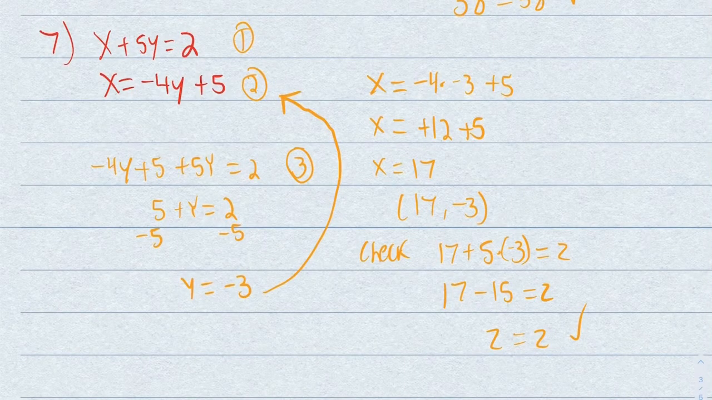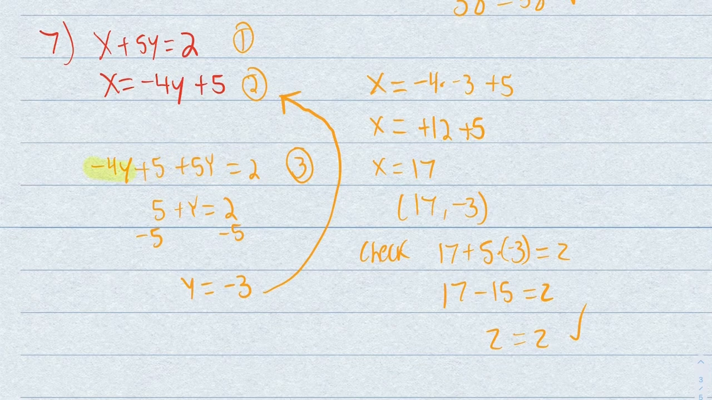Okay, here's what I did for number 7. I labeled my equations, equation 1, equation 2. I took equation 2 and substituted it for equation number 1. I took negative 4y plus 5, and I put that in the place of x. That gave me negative 4y plus 5 plus 5y equals 2.